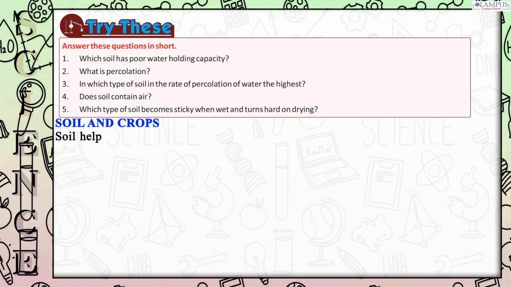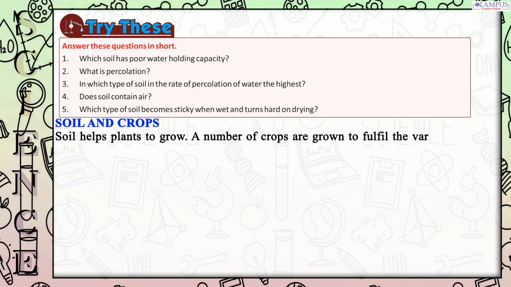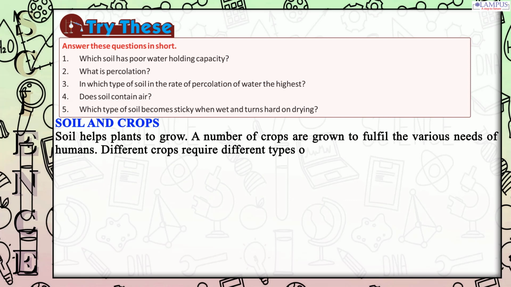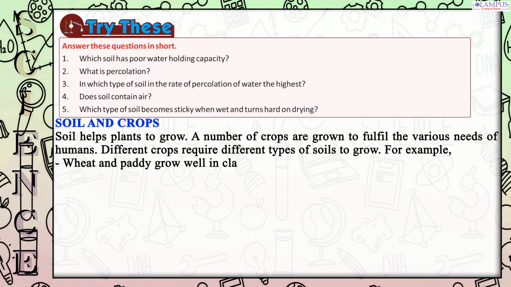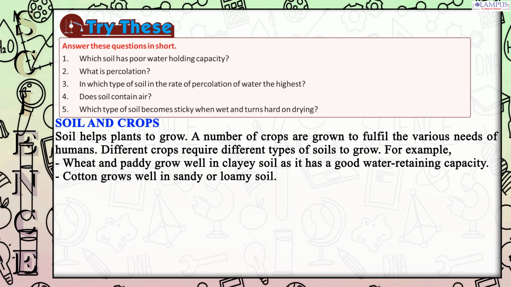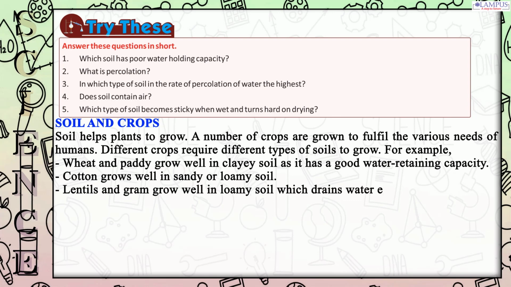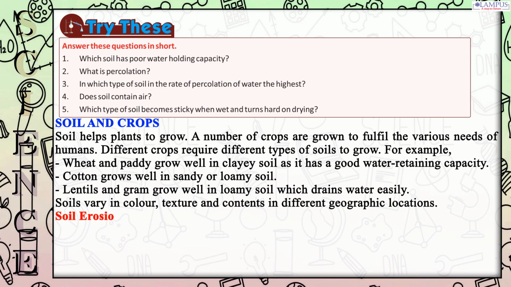Soil and crops. Soil helps plants to grow. A number of crops are grown to fulfill the various needs of humans. Different crops require different types of soils to grow. For example, wheat and paddy grow well in clay soil as it has a good water retaining capacity. Cotton grows well in sandy or loamy soil. Lentils and gram grow well in loamy soil which drains water easily. Soils vary in color, texture and contents in different geographic locations.